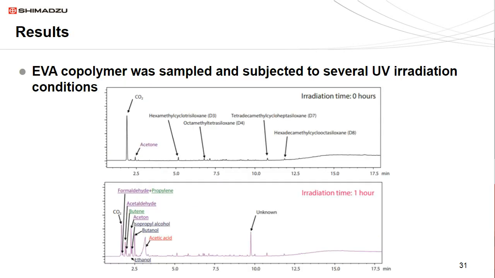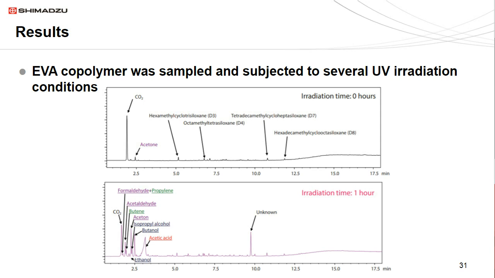In the first experiment, we subjected samples of EVA copolymer to different levels of irradiation. What we can see here is a comparison between an irradiation time of 0 hours and an irradiation time of 1 hour. And what you will automatically notice is that even after 1 hour, we are seeing much more degradation and breakdown within that first 5 minutes of the run.